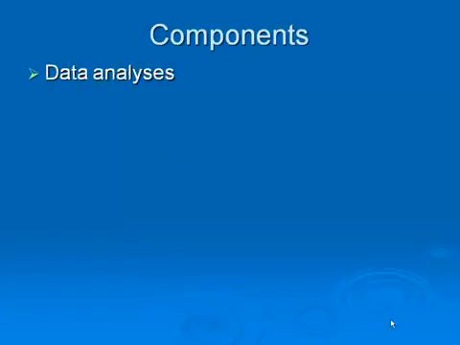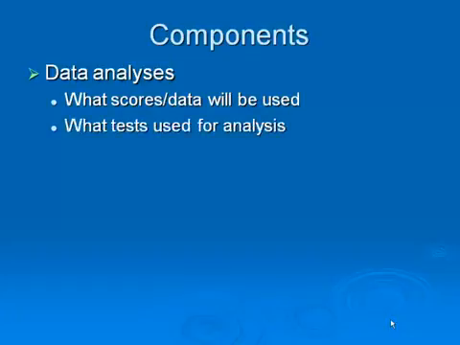And then instead of a results section, typically you have more of a data analysis section. Here you'll talk about what scores or data will be analyzed. So we'll evaluate people's average scores on the BDI-2 or whatever it is. And then what tests you're going to use for analysis. Analysis of variance will be used to blah, blah, blah. A Pearson correlation coefficient will be calculated to determine the relationship between blah, blah, blah. Whatever it is, you say what test you would use and what you're going to use it for.